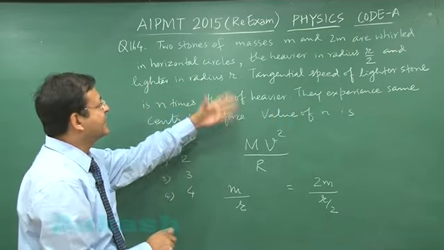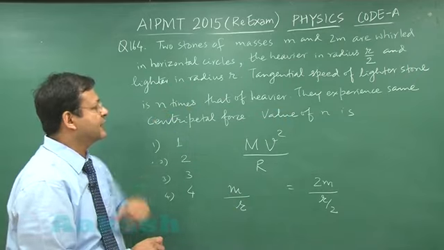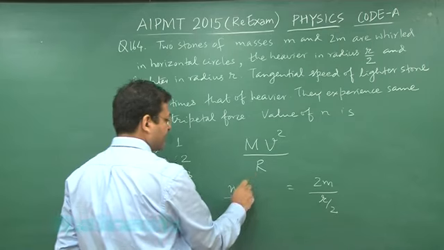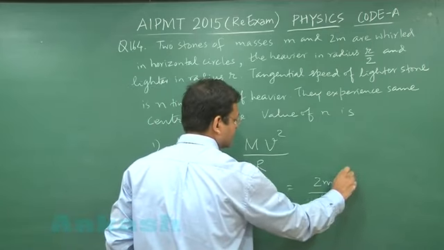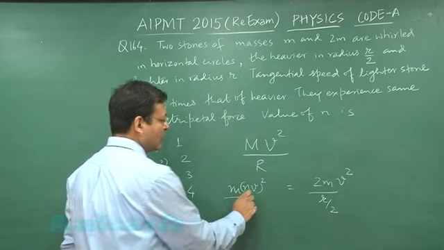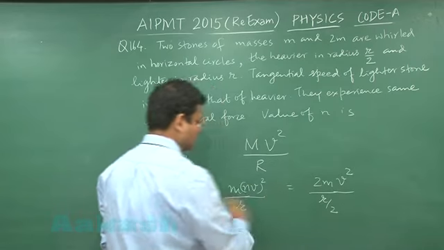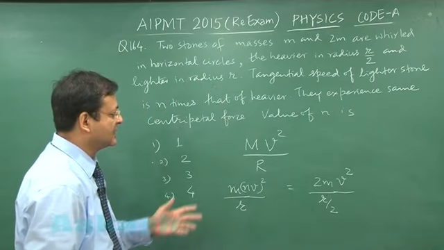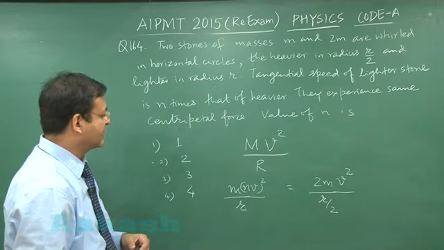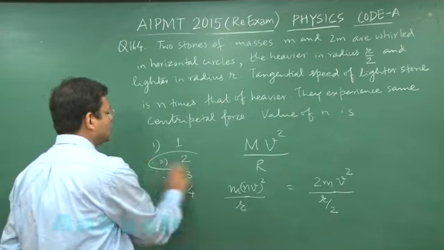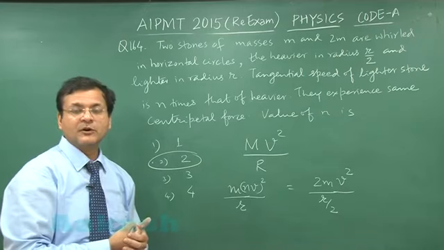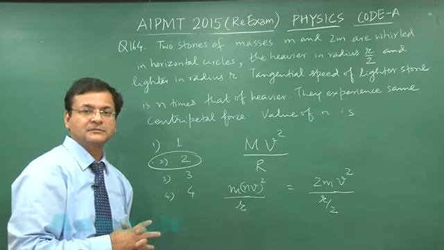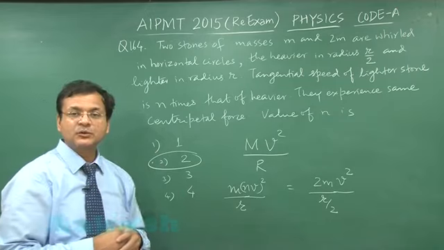The tangential speed of the lighter stone is n times that of the heavier. So here if the speed is nv, here the speed is v only, v square. This is what you will be writing. Now you have to equate these two and get the value of n. If you equate it, you will get the n value as 2. You are supposed to get the value of n in this particular question. So it is a simple straightforward formula based question, comparing the ratios. This is the answer to question 164.